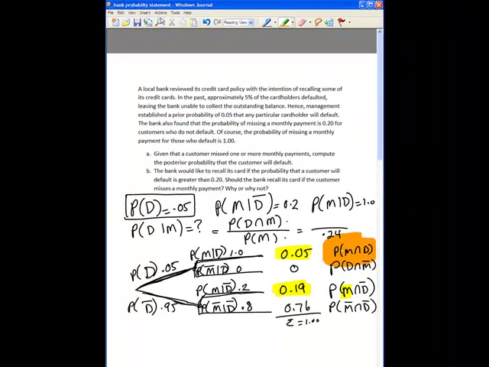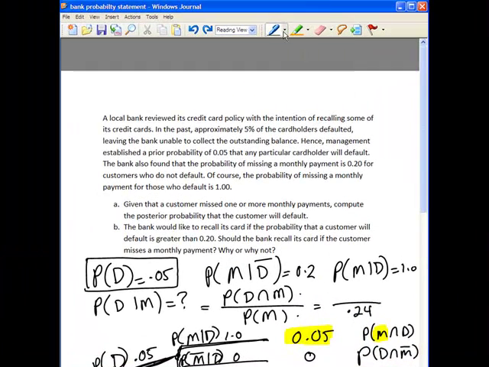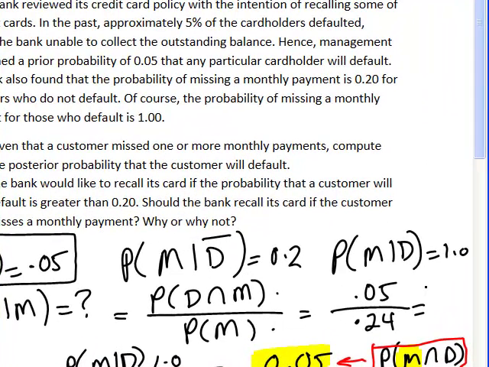Oops, maybe I didn't want to highlight. I wanted to use the red pen. That probability is right here, which is this one, and that's 0.05. And so if I take 0.05 and divide it by 0.24, I have my answer, which is 0.2083.